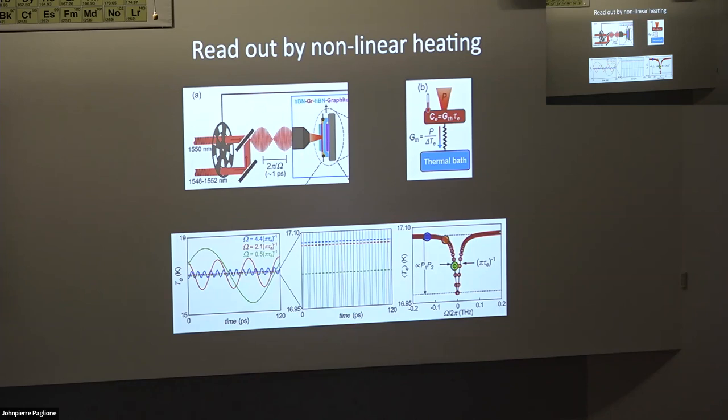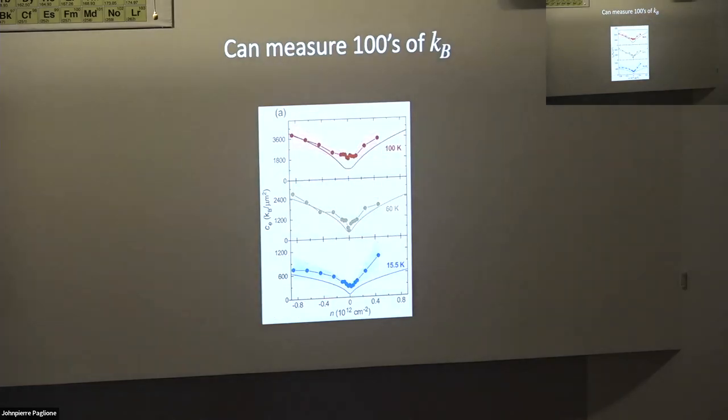Okay, so they measure this average temperature as a function of the beating frequency. And from this crossover point in that average temperature, they can measure the RC time effectively. And from that, they can measure C, the heat capacity. And so from that, they can get entropy.